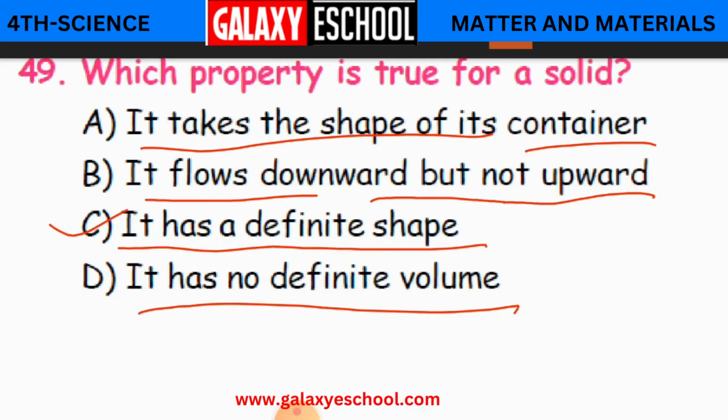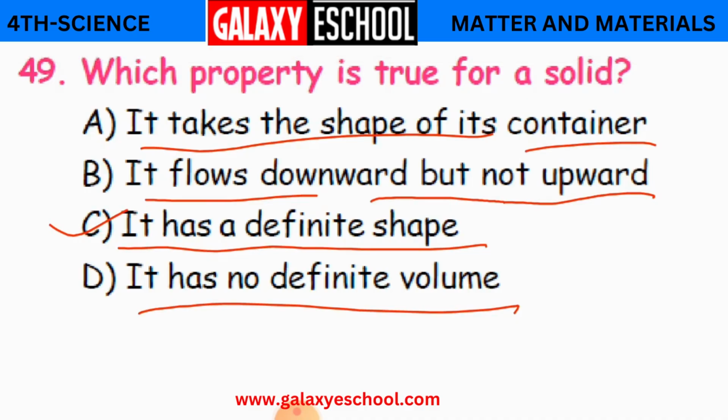Okay, it will not take the shape of any container. If you put jaggery in a round container also, the shape of the jaggery will be the same. If you put it in a vertical container also, it will be the same. That is a solid. Stone, brick, whatever it is. Okay, so it has a definite shape. So C is the correct answer.